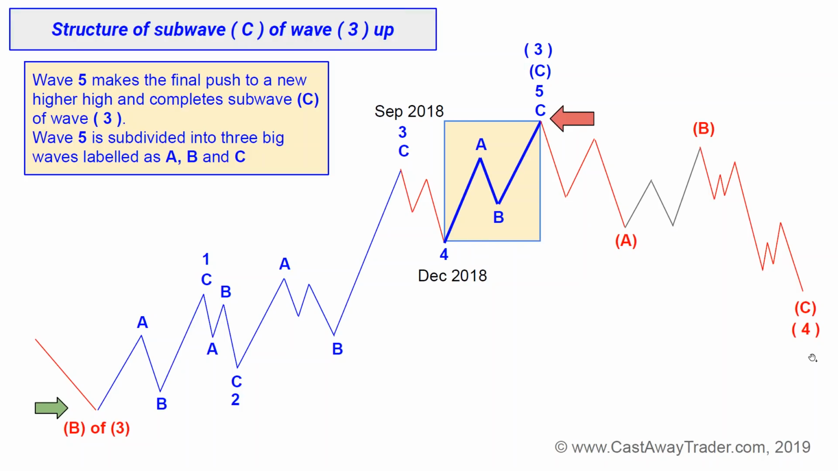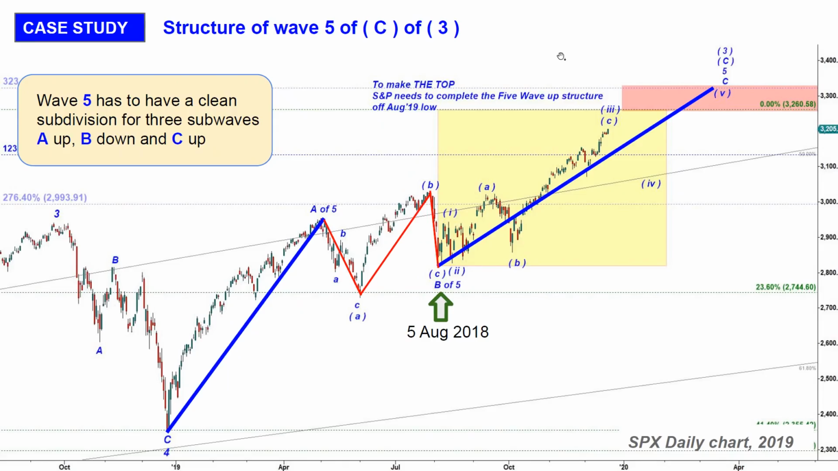Now let's come back to that model. As I've mentioned, if that quick deep drop we got from September 2018 until December 2018 was a minor wave 4, we are left with the final ABC push higher, which would complete that subwave parenthesis C of a larger wave parenthesis 3 up. And let's look at the actual chart of S&P 500 daily chart covering 2019.